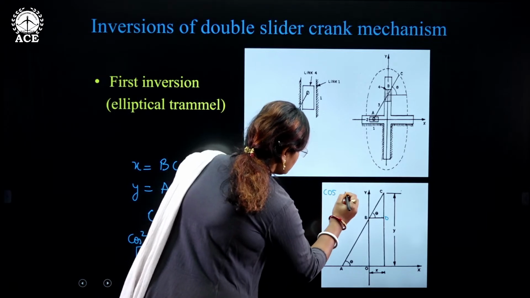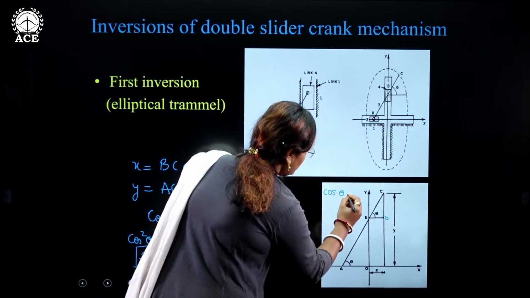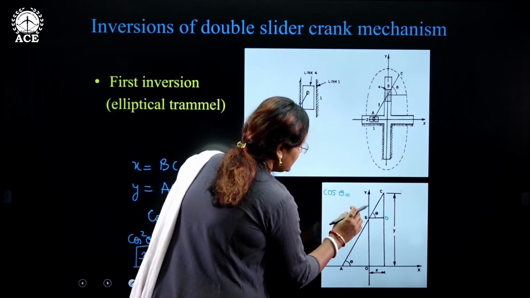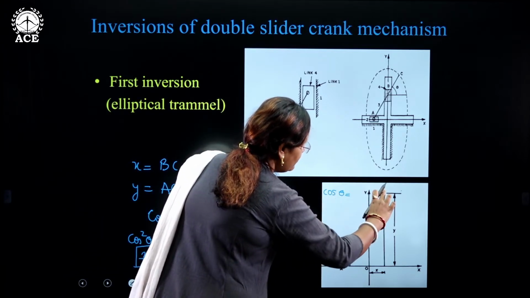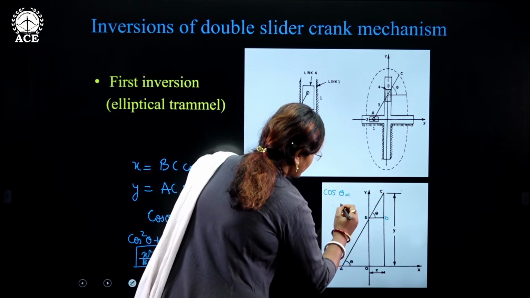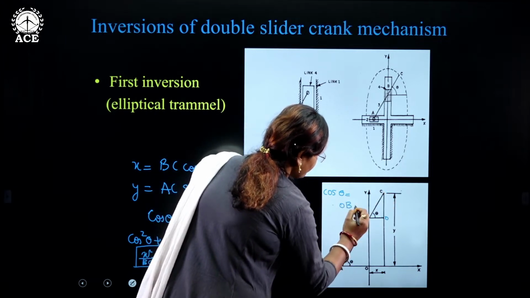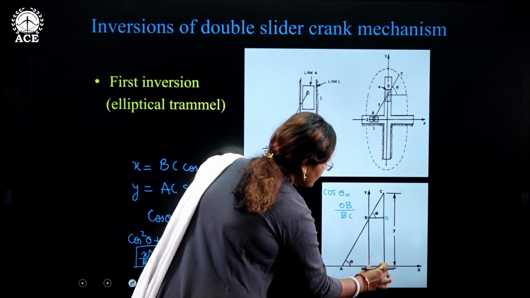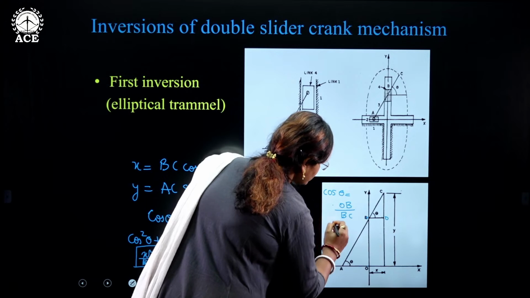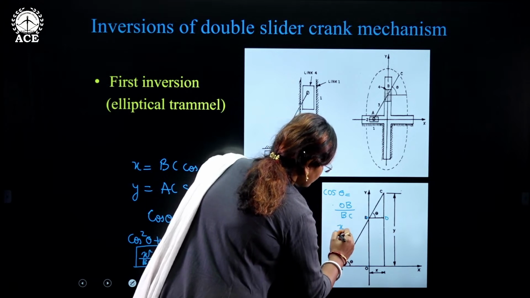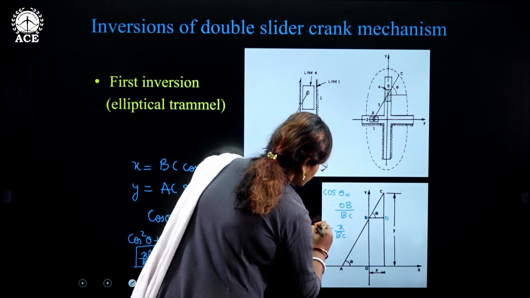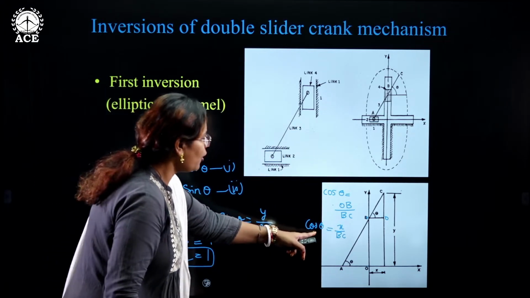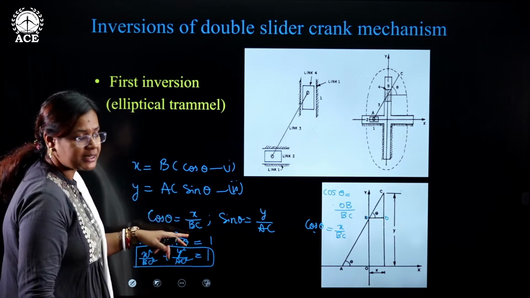If I want to write cos theta, what is the formula for cos theta? Cos theta says it is the adjacent side by the hypotenuse. So the adjacent side is OB by BC. So OB is nothing but X. So I'm saying cos theta is equal to X by BC. That is how cos theta is obtained as X by BC.